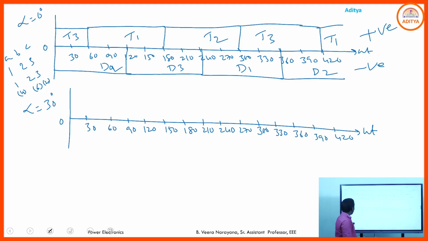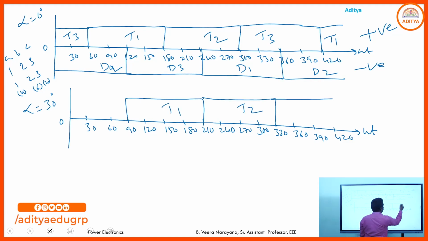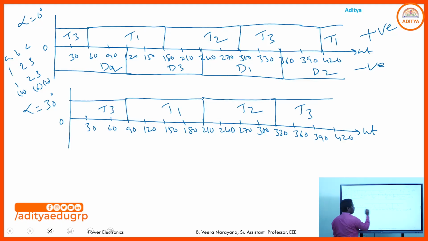So if we choose alpha is equal to 30, where does T1 come to the on state? 90. 90 to 210. 210 to 330. 330 to 450. Before this, T3. These are the representation of the positive group SCRs.